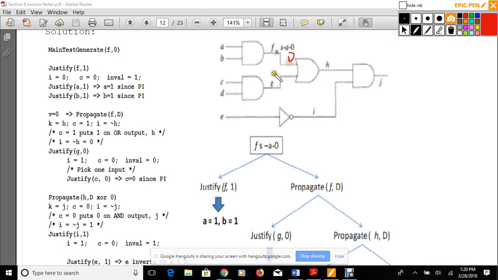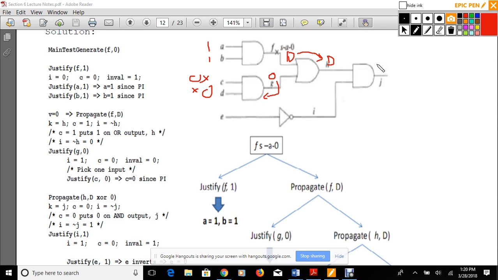So since G has to be a 0, what this justifying algorithm is saying is that, okay, that means we either have to have 0x or x0 on C or D. So we know that A and B have to be 1, and then it can be either of those. One of those two has to be a 0, but you can choose which one. So then here we've propagated D to this output there, right?